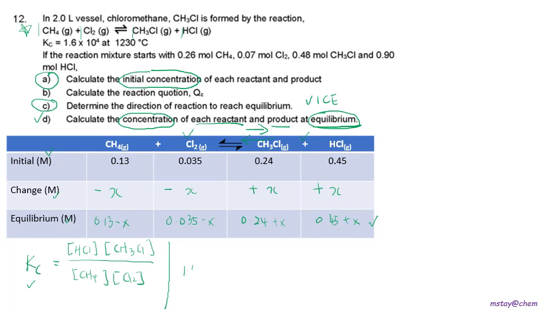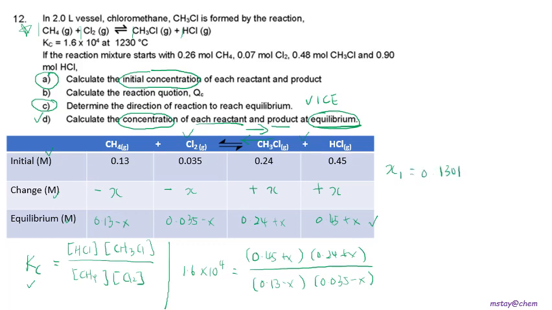So basically 1.6 exponent 4 equals (0.45 plus x) multiplied with (0.24 plus x) divided by (0.13 minus x)(0.035 minus x). Press the calculator, and you will notice that the x value showing over here is x1 equal to 0.1301, while x2 is 0.0349. So between these two values, one value must be invalid.